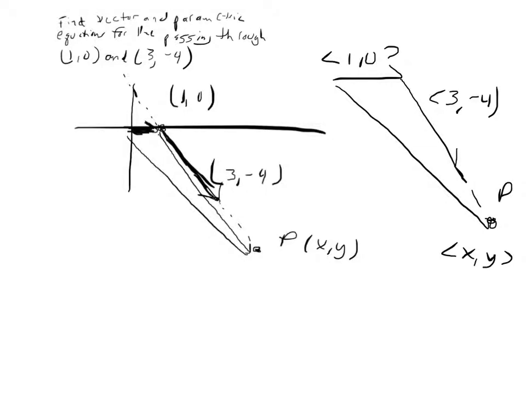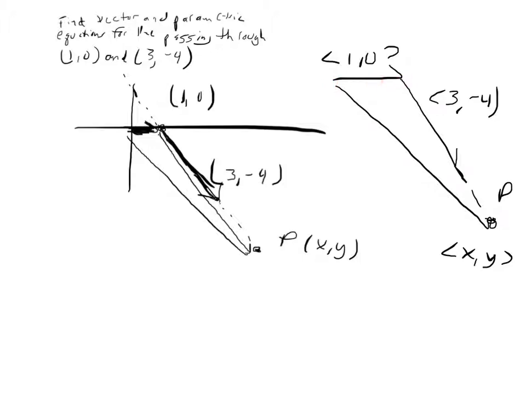So suppose you want to find vector and parametric equations for the line passing through (1, 0) and (3, -4). So here's (1, 0), and here's (3, -4) down here, let's say. I've got a line going through (1, 0) and (3, -4). Put some point on that line, call it P.